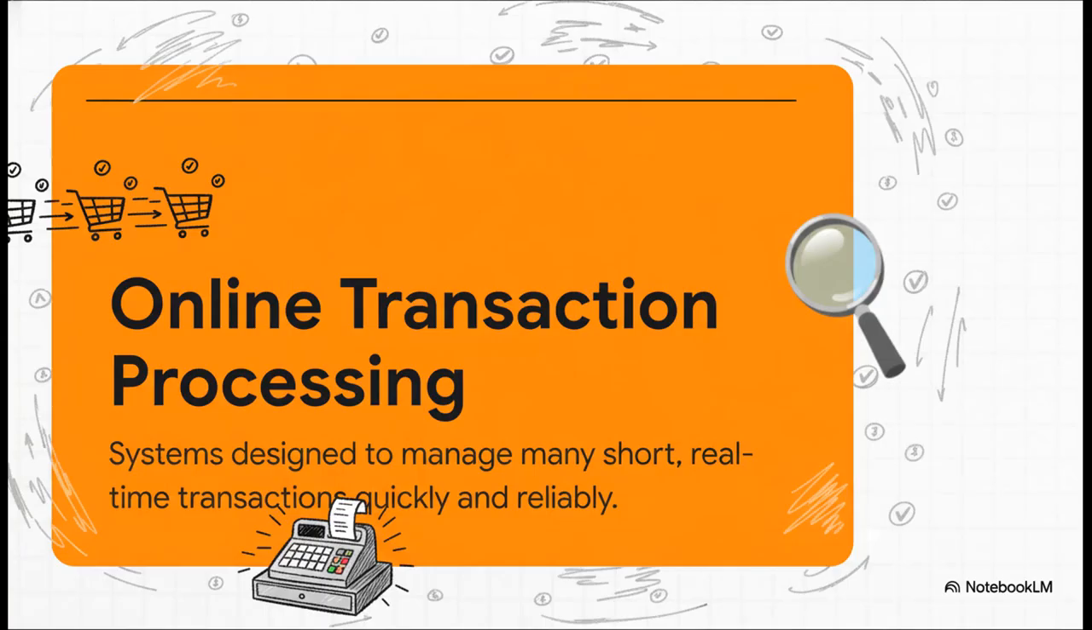Now, the system that makes all of this magic happen is called OLTP, which stands for Online Transaction Processing. The best way to think about it is as the digital cash register of a business. Its entire reason for being is to process a huge number of small, simple transactions, like ringing up one sale at a time, as fast and as accurately as humanly, digitally possible.